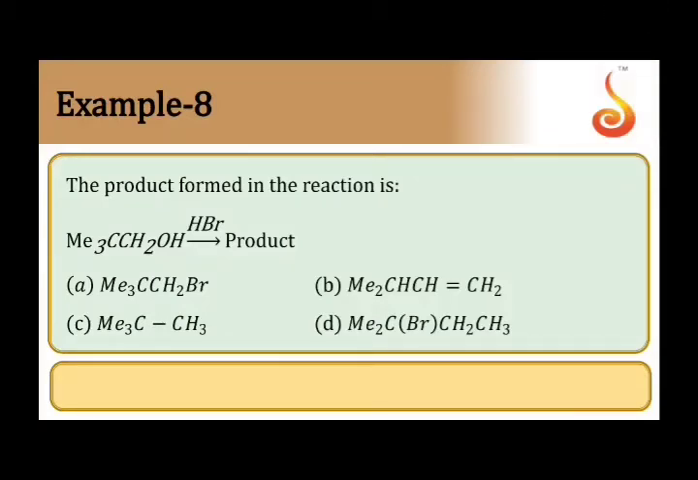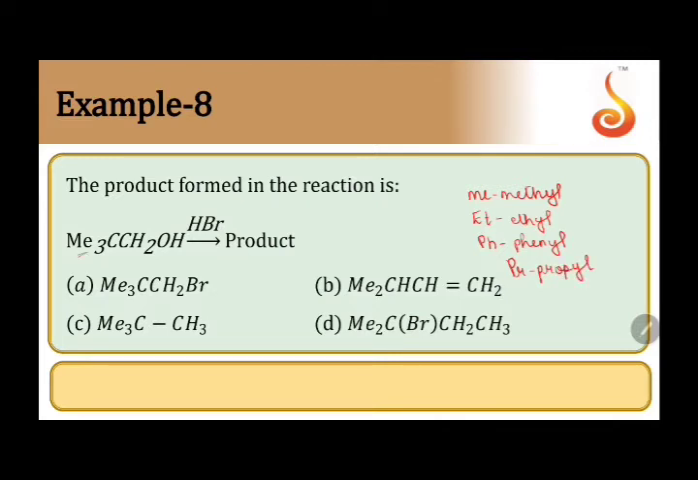The product formed in the reaction is Me3CCH2OH on reacting with HBr. Here Me stands for methyl. Similarly, if you see Et in a competitive paper, it stands for ethyl. Ph would stand for phenyl, and Pr would stand for propyl, and so on.